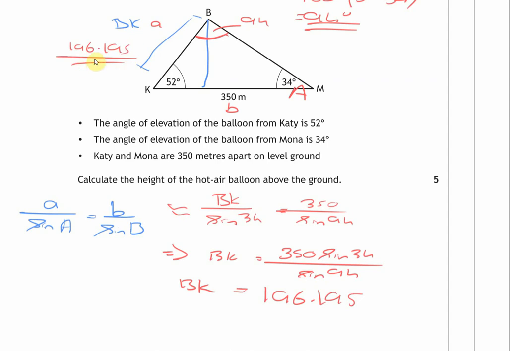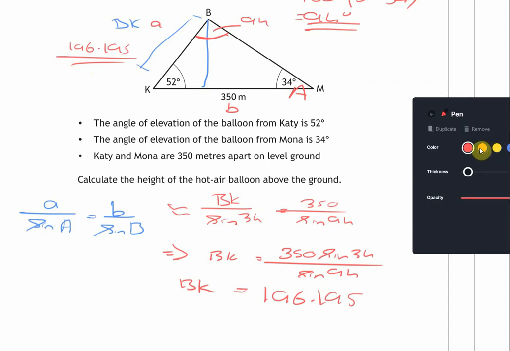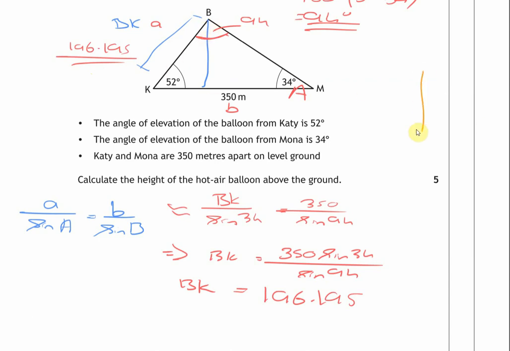Now we need to do it again, because we now know enough information that we can work out the height of this triangle. Let's draw this again and annotate our new triangle. We'll draw this in orange. So this is the triangle that we want. This is the height that we need, this is what we're trying to find. This is the height of B, because this is K and this is B.